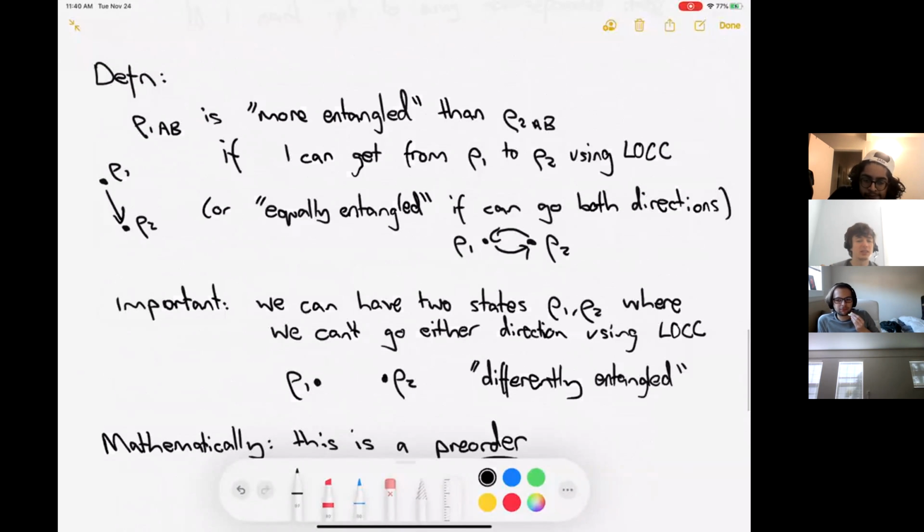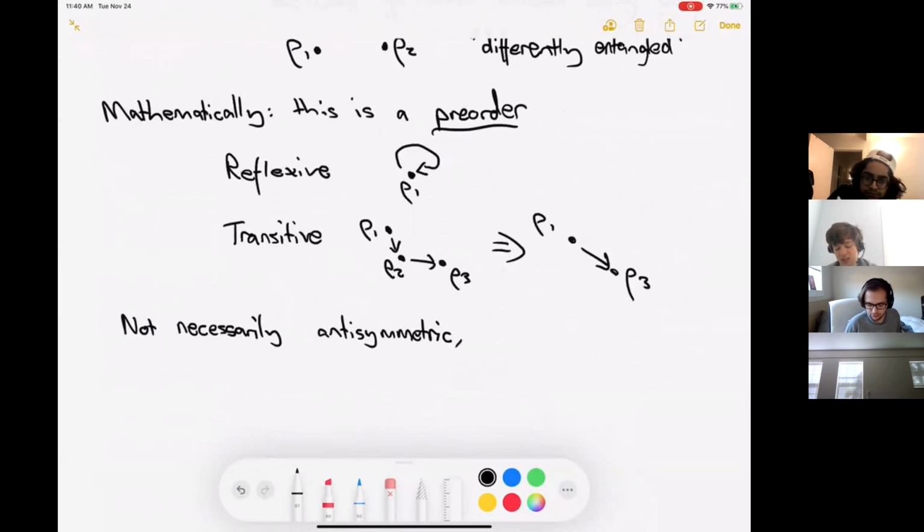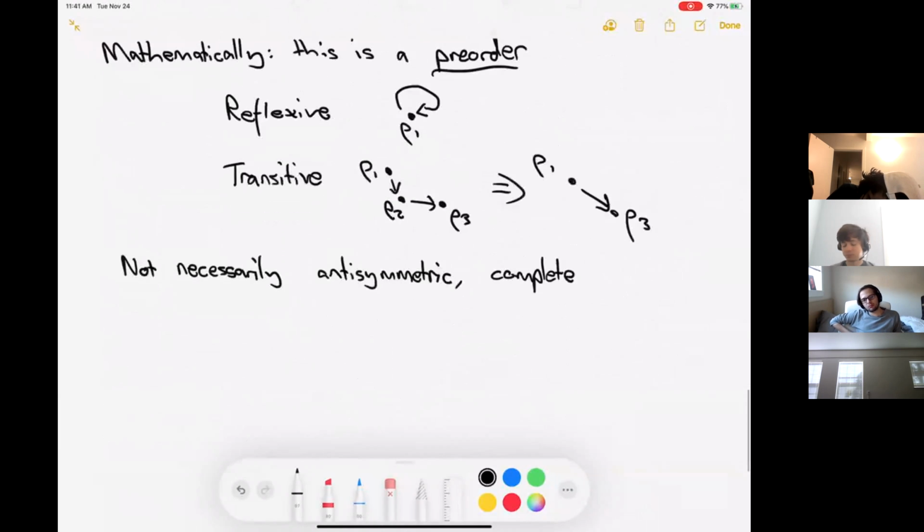We can have two different states that are equally entangled, where you can go backwards and forwards between them with LOCC, and that's fine. And it's also not necessarily complete. Right, so complete would mean that every pair has an arrow going at least one direction between them, and we don't have that. We can have states that are just different entanglement structures that can't be compared by this ordering relation. Okay. Any questions on how we're defining entanglement, like what this pre-order is, anything like that?